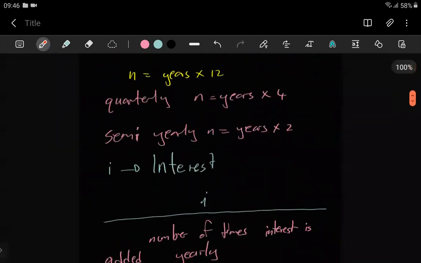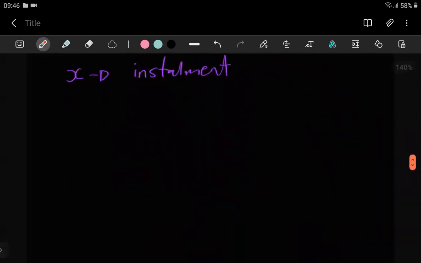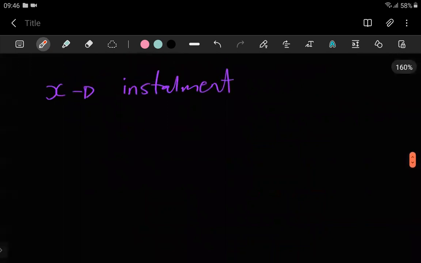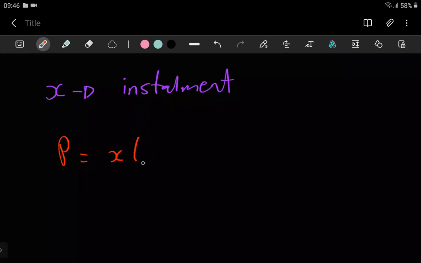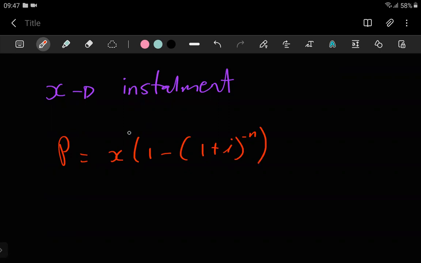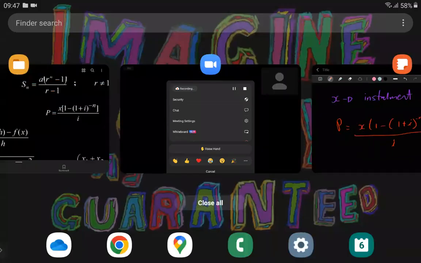So in addition to this, we mentioned that you have the P formula. The P formula looks like this: P is equal to X, 1 minus 1 plus I to the power of negative N. So with this P formula, I'm going to double check to see if I wrote it correctly.